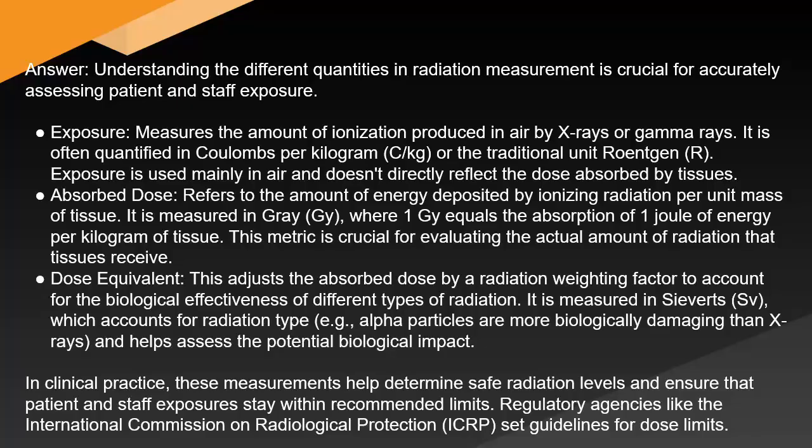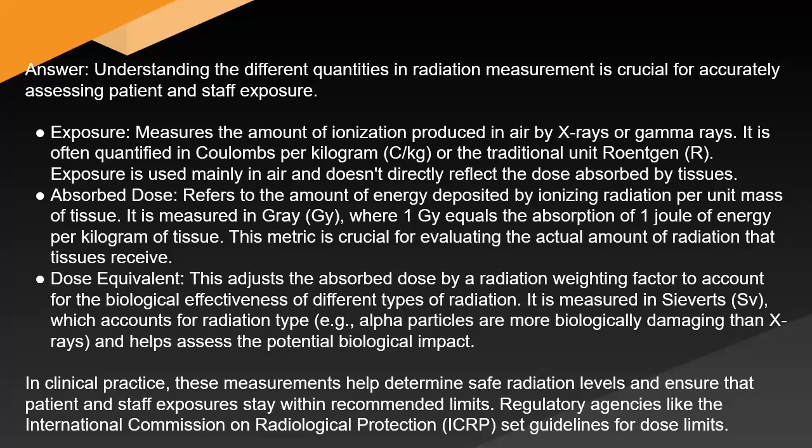Absorbed dose refers to the amount of energy deposited by ionizing radiation per unit mass of tissue. It is measured in gray (Gy), where 1 Gy equals the absorption of 1 joule of energy per kilogram of tissue. This metric is crucial for evaluating the actual amount of radiation that tissues receive.